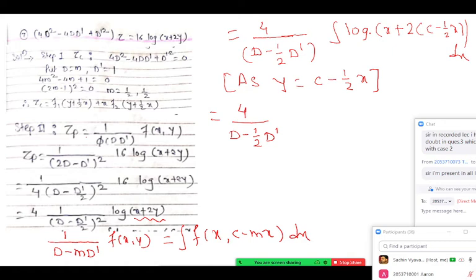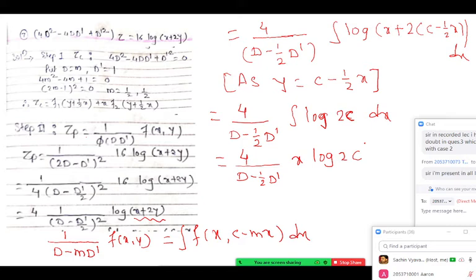Now simplify this bracket. What should be the simplification of the inner bracket? Log 2c. Yes, log 2c only. So x and x get cancelled. Now log 2c is a constant and we have to integrate with x. So what should be the integration? x log 2c. Yes, x log 2c, correct.